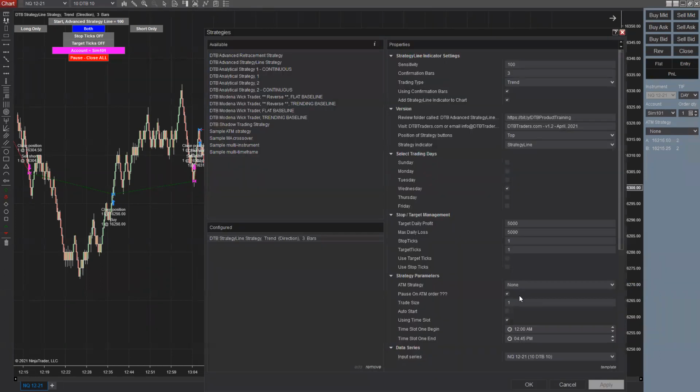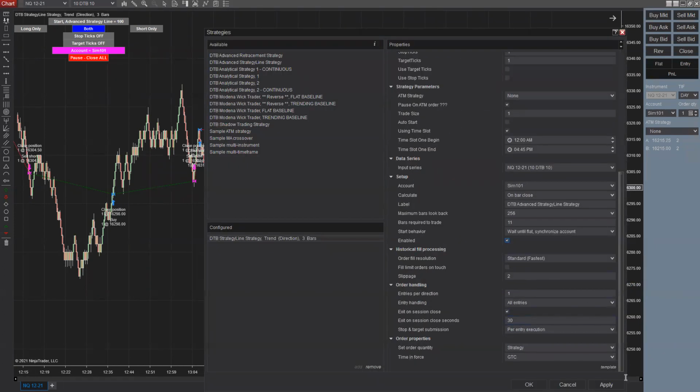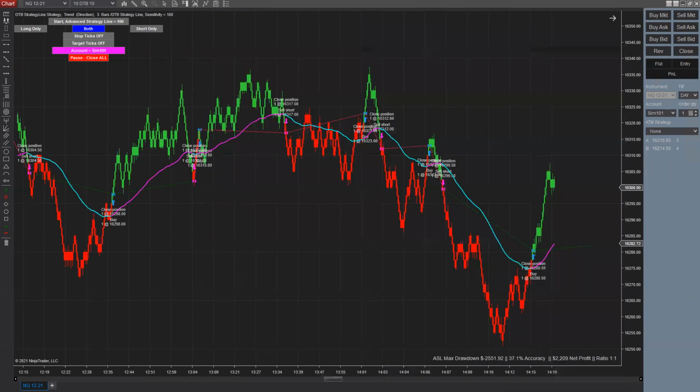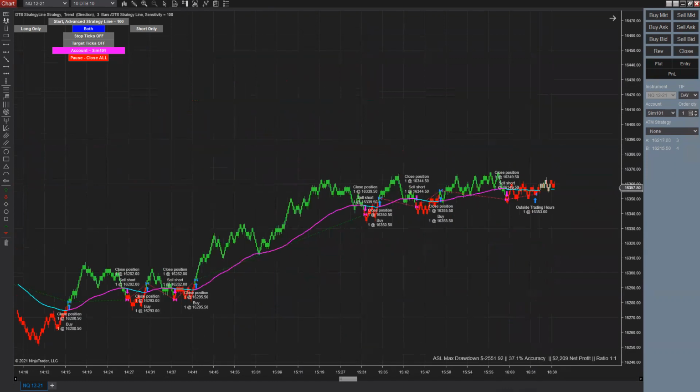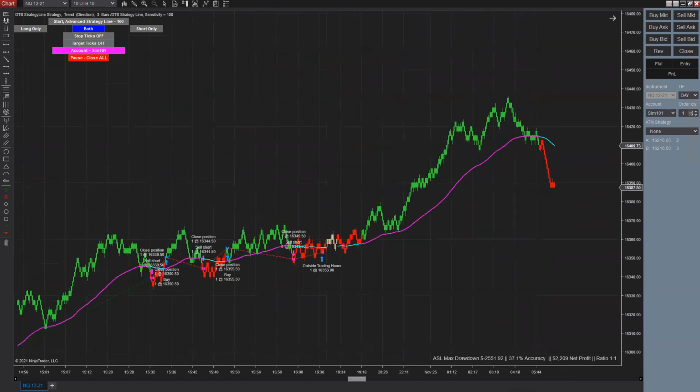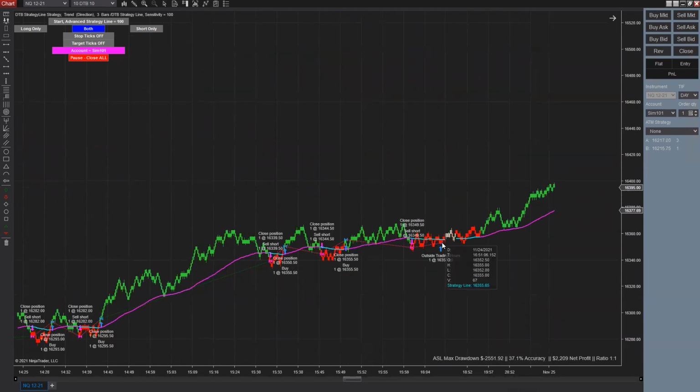So if I just go back in here and I enable this, there we go. So that's going to paint those signals, those entries up until the end of the trading session that you've selected. We selected 4:45, so it's going to exit there at the end of that bar, and then there's the beginning of the new trading day. Okay, so that is that one.